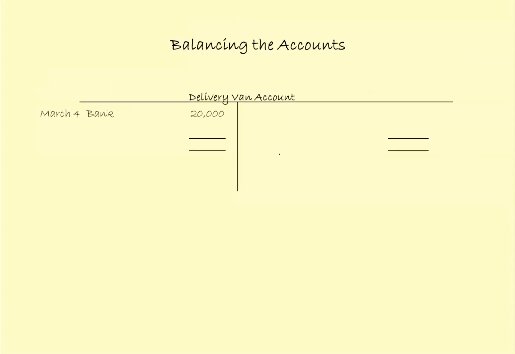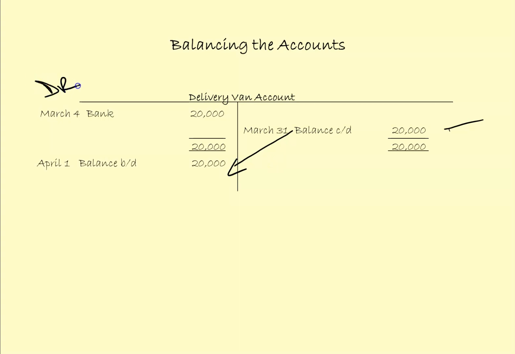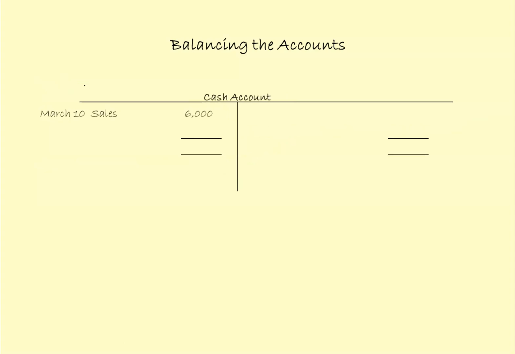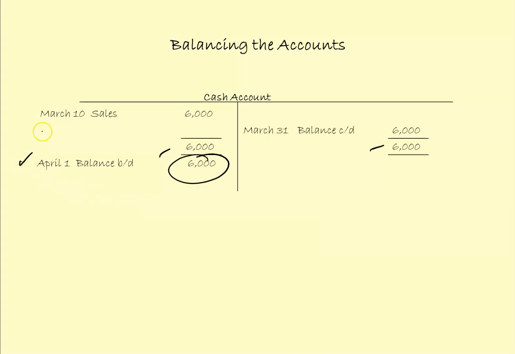The delivery van, only one entry on it, so we just total up the columns, put in the balancing figure over here, 20,000, and bring it down here. And of course the balance is on the debit side, because the delivery van is an asset, and assets are always on the debit side. Cash account, same thing, put in 6,000 and 6,000. Balancing figure, 6,000, brought down for the 1st of April, 6,000. So cash is an asset, so it's on the debit side.